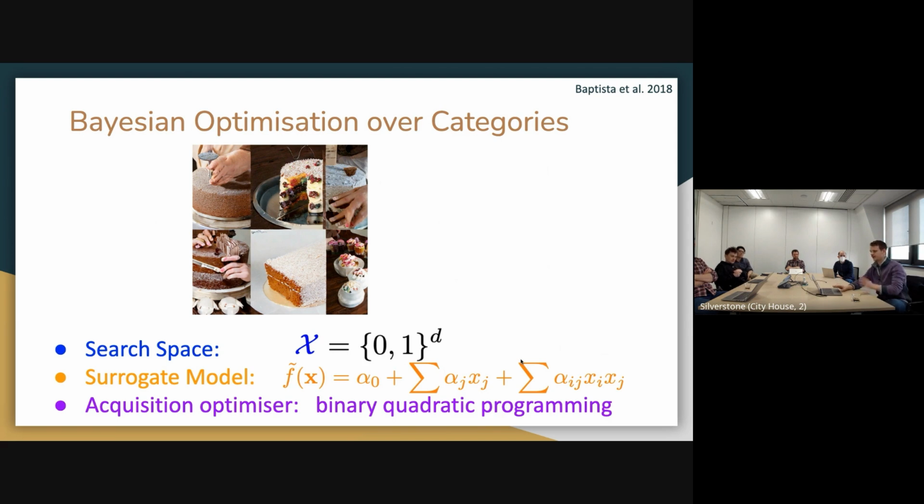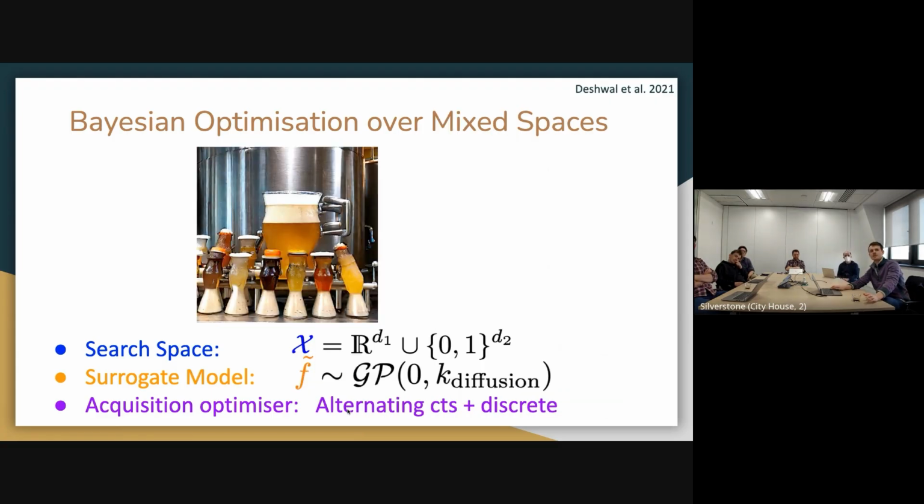So that's the key thing here. We're going to go through a few of these examples, but a weird search space means that you have to have a weird model and you have to have a weird acquisition optimizer. So we might also do a mixed space.